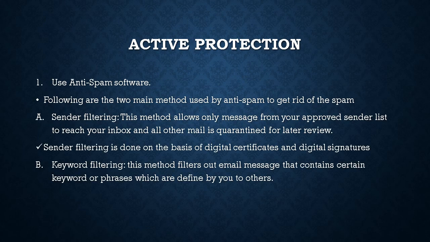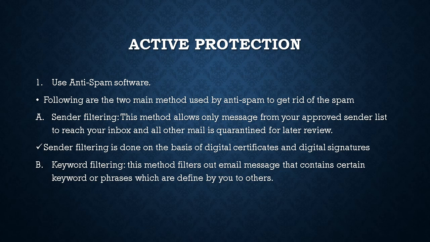Active protection. Number 1. Use anti-spam software. Following are the two main methods used by anti-spam software to get rid of spam. Number A. Sender filtering. This method allows only messages from your approved sender list to reach your inbox and all other mail is quarantined for later review.